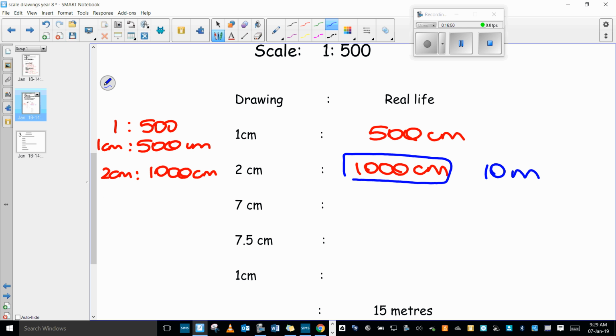Okay? So you just have to read the question. But what I don't want you to do is to see, for example, the word metre in the question and just think that everything is a metre. Okay? Because we've said that it's 2 centimetres, so that's why this must stay as a centimetre, and then we change it if necessary. Yeah? So 7 centimetres, what's that going to be on our real map?